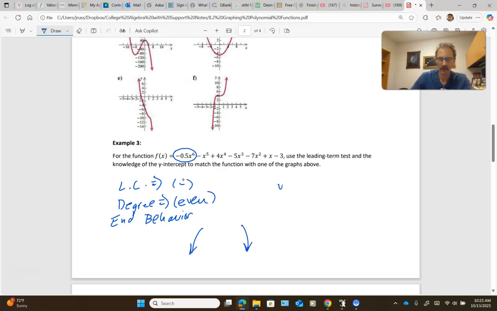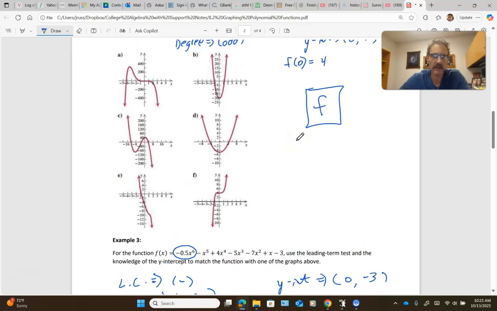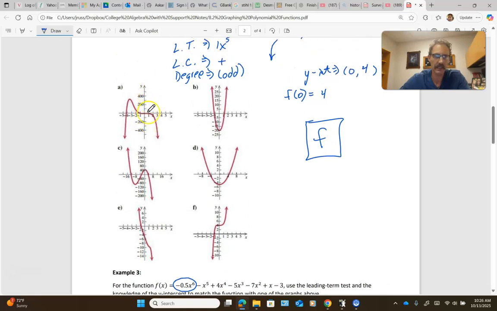Okay. And then as far as the y-intercept goes, the x-coordinate will be 0, and let's see what that y-coordinate is going to be if we plug 0 into this function. Well, all of these variable terms will turn to 0, and we'll just be left with negative 3. Okay. So this function, both ends will be going downward, and it will be crossing the y-axis at negative 3. So let's see which of these. Well, there's only one choice in which both tails are going down, and it's choice A.